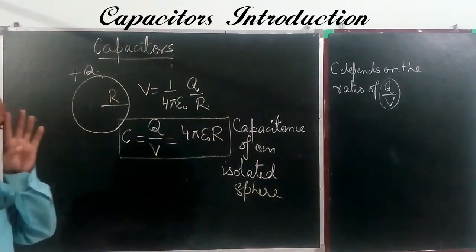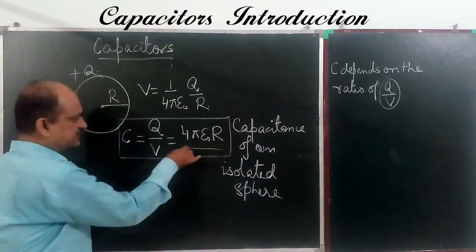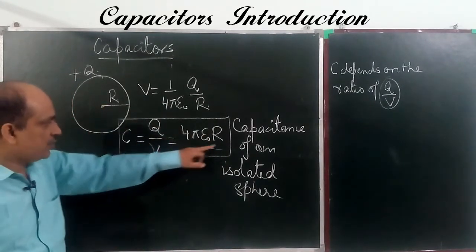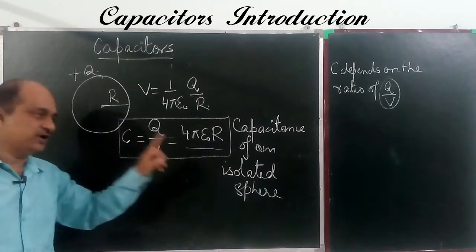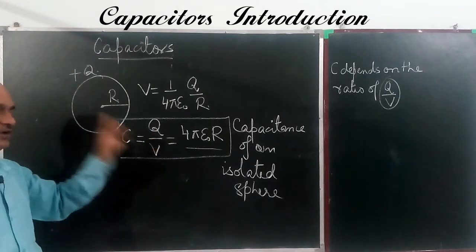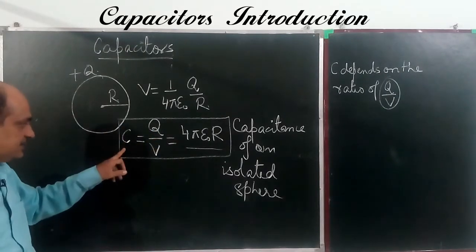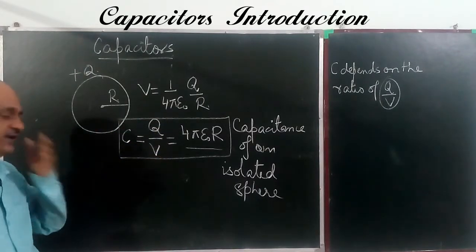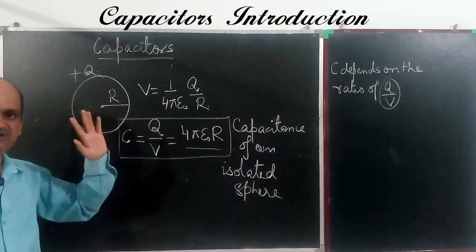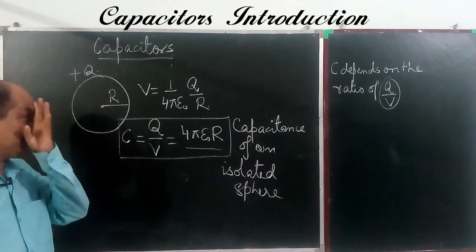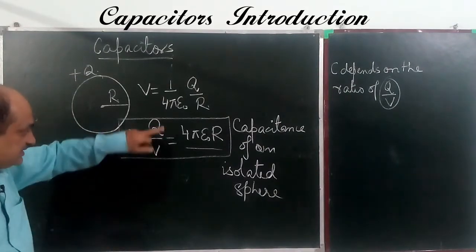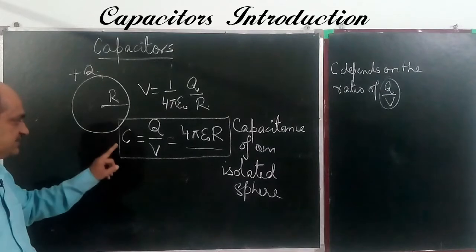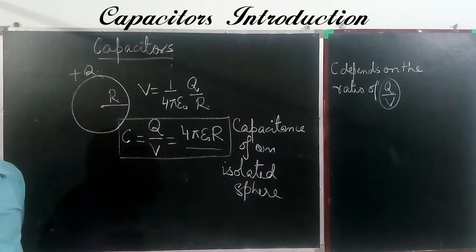Now here, if we look at the right hand side, 4 pi epsilon naught and the radius are all constant. So for a given conductor, Q upon V is constant. So C depends on this constant ratio Q upon V. If V increases, there may be a change in Q, or if there is a change in Q, V changes, but the ratio always remains constant, and C depends on this ratio.